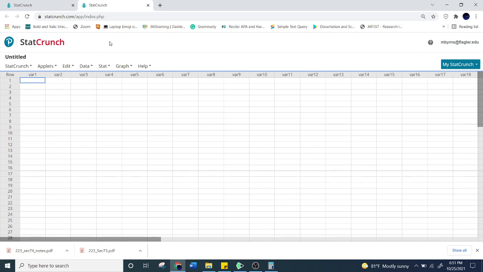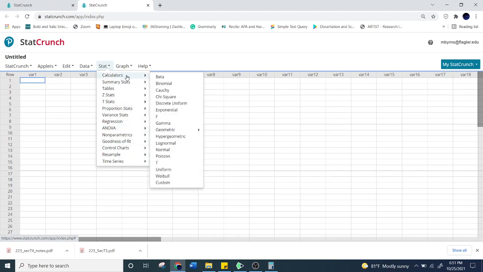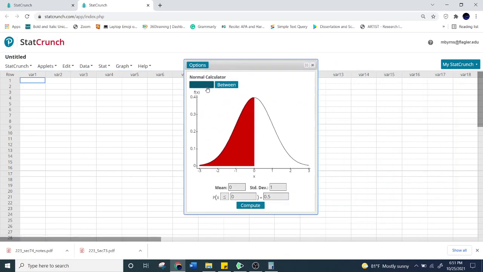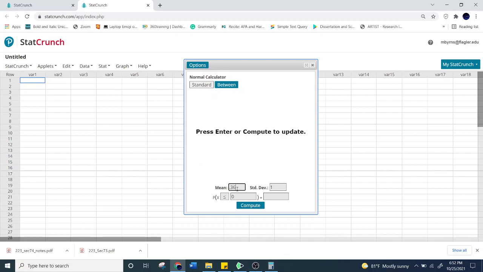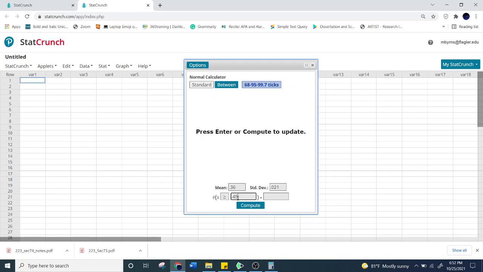If you remember how to do the normal calculator from the last chapter, we go to Stat, and then we go to Calculator, and then we go to Normal. And then I'm going to leave it on standard, and I'm going to put in a mean of 0.36. And my standard deviation was the standard error that I calculated, 0.021. And I want the probability that we are greater than, not 0, greater than 0.45. That's the question. And I'm going to click Compute.